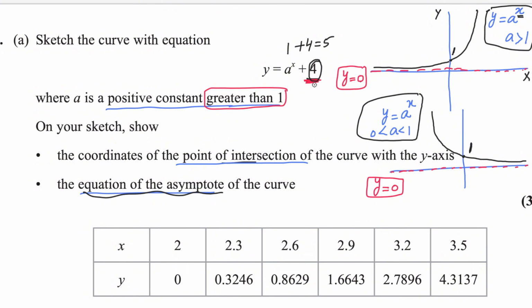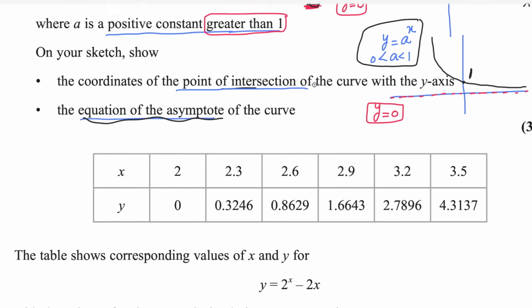Hopefully you understand all of this sketch, how to sketch this one and this one. Let me use this given space here.